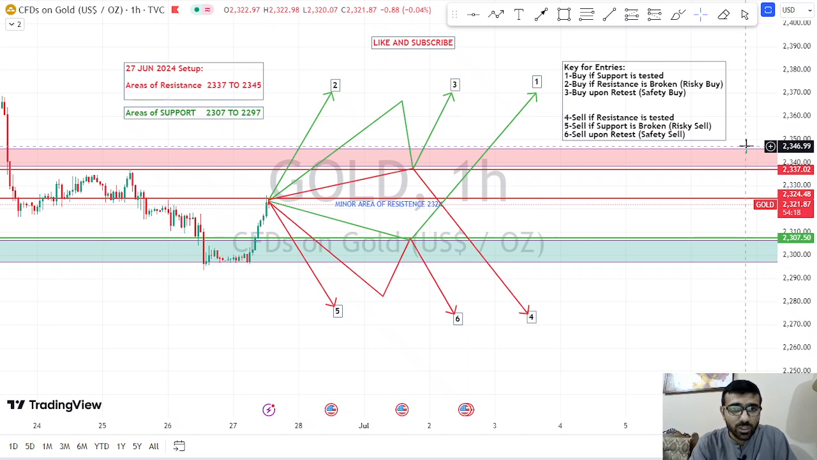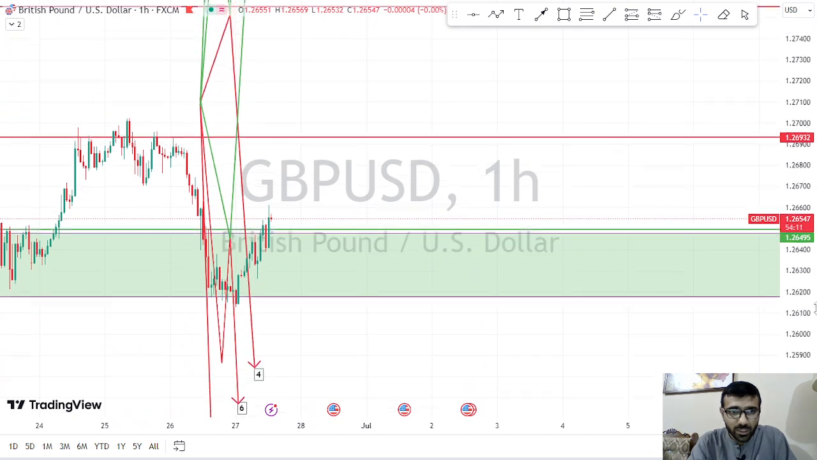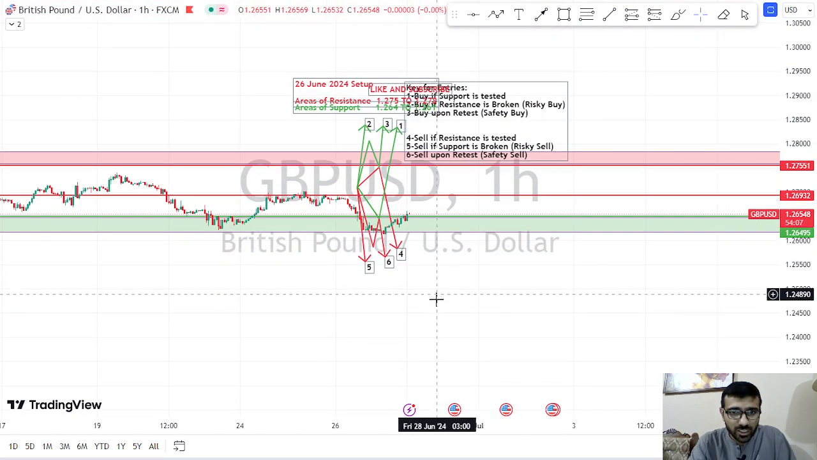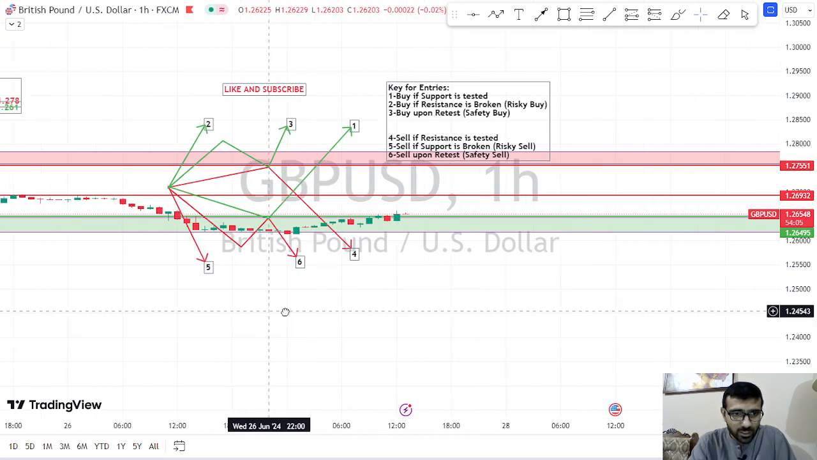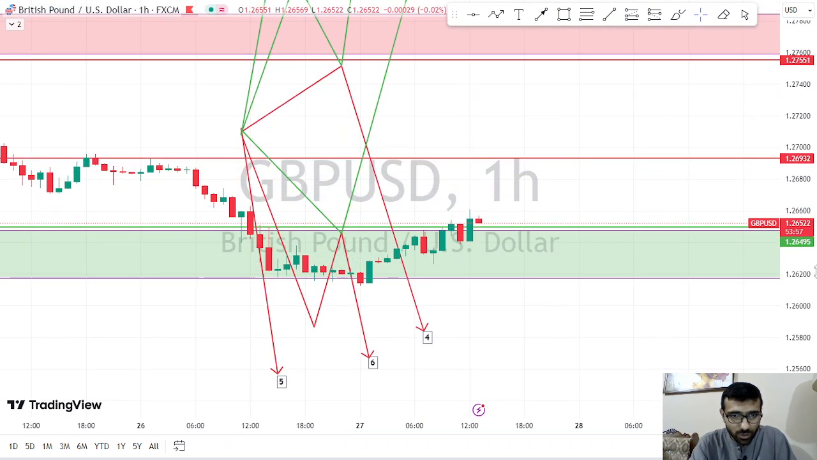Okay, so now let us move to the next pair, which is the GBP USD pair from where we left off yesterday. Okay, so when we were discussing yesterday, let me zoom in a little bit. Okay, so when we were discussing yesterday, market was trending over here, so if we could have taken a buying position here, we would have hit a stop loss, I think.